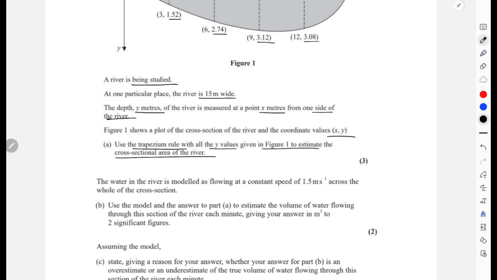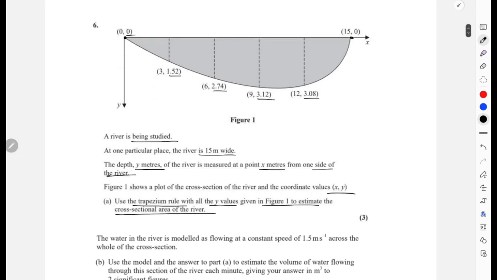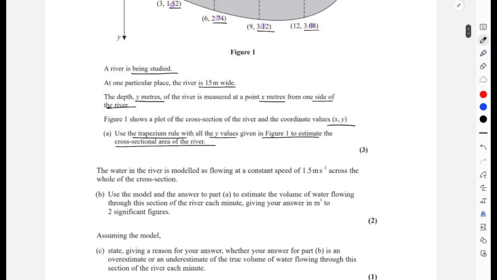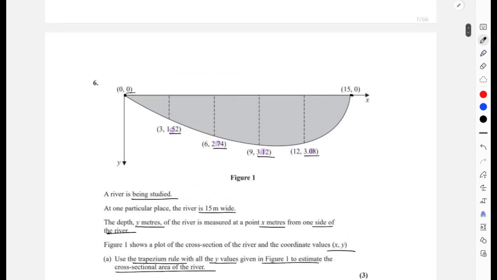This time the value for y is 0 and will start from 0 and end at 0. So y1 and y5, the starting one and the ending one, are going to be 0. We're just going to take these values, 1.52, 2.74, 3.12, 3.08, these four coordinates, as your equation. This is from October 2023, a very recent paper. So we'll start with this one.